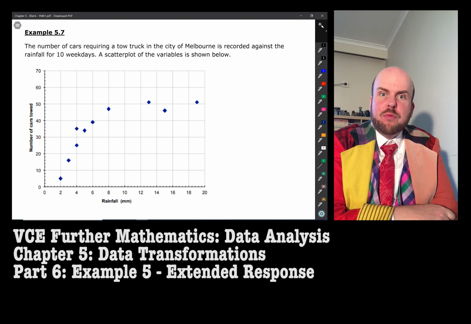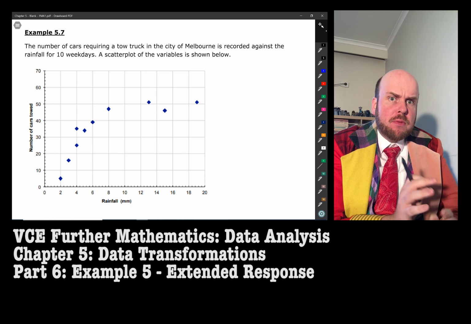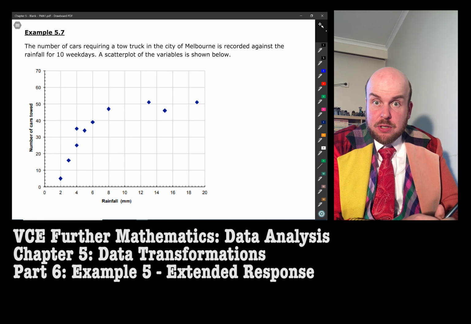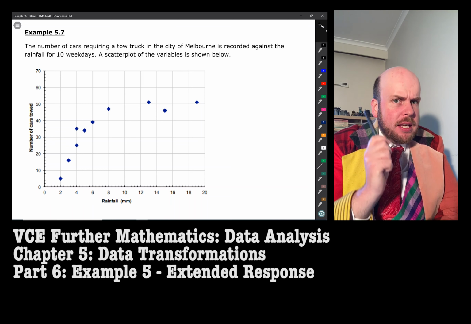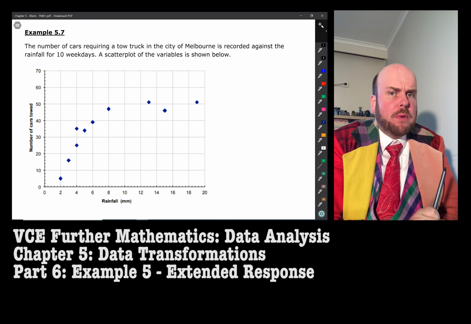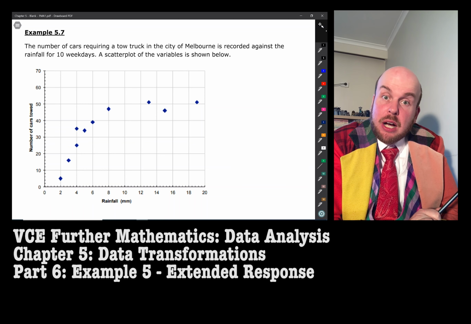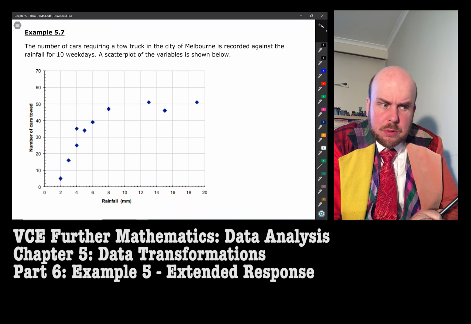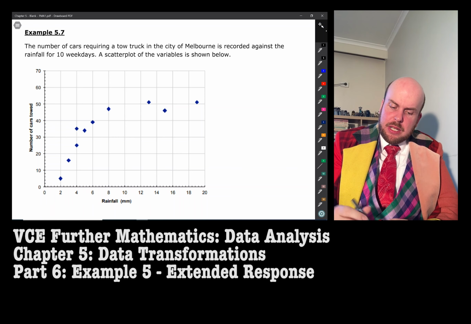For this extended response question, we're being asked to do a multitude of things, and one of the things that we are expected to do is to read this graph and answer questions related to it. Now, the key strategy to this particular question is probably not to put all of those dots into your calculator. I know that's quite tempting to do, but you probably don't have to. So let's go and have a look at what it says.